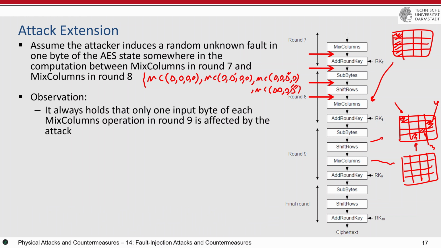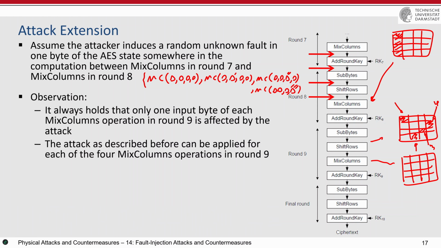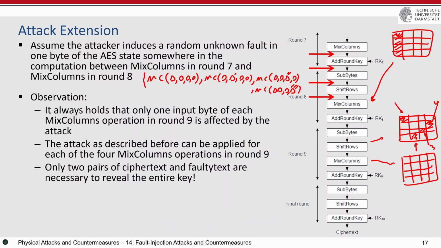This is what I already explained. It always holds that only one input byte of each mixed column operation in round 9 is affected by the attack. Then the attack, as described before, can be applied to each of the 4 mixed column operations in round 9 and so on. And this is super important. Usually just 2 pairs of faulty text and ciphertext are required to recover the entire key.